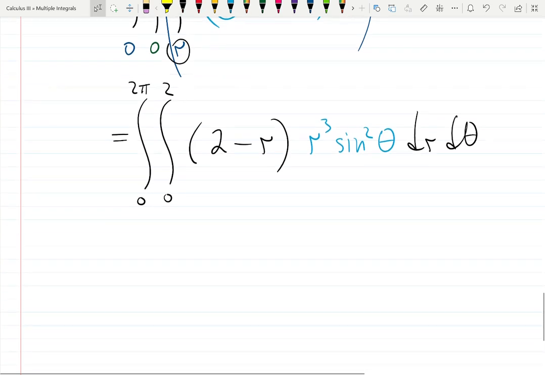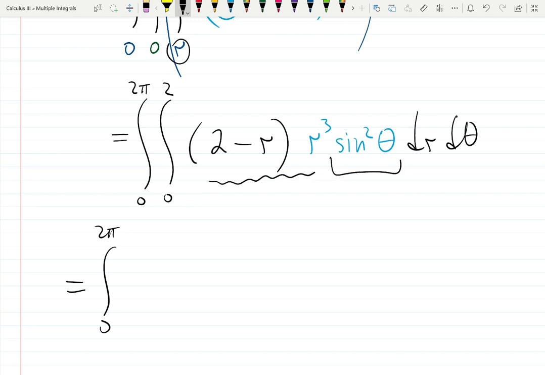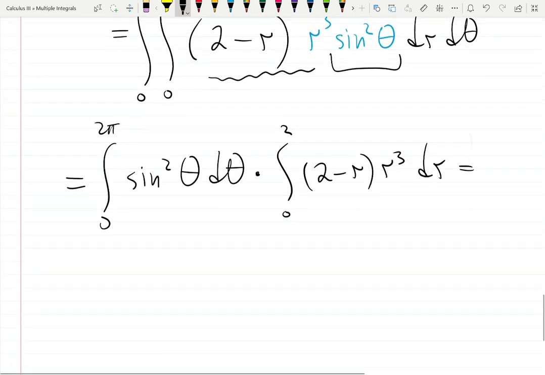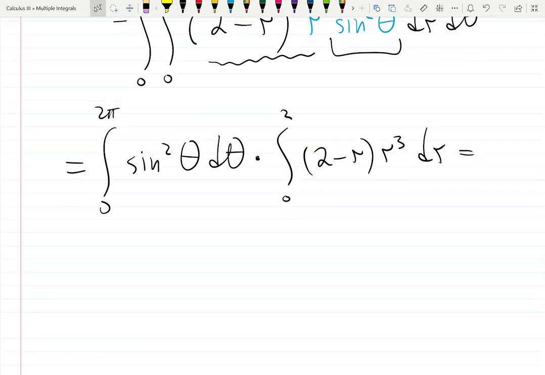You can break this into two integrals, since there are no variables in the limits of integration, you can have products of two. One integral will be just the integral from 0 to 2 pi of sine squared theta d theta times the integral from 0 to 2 with respect to r. All functions with respect to r will go to this case, dr. Products of two integrals, let me just finish. It will be 8 fifths pi, which is the answer.